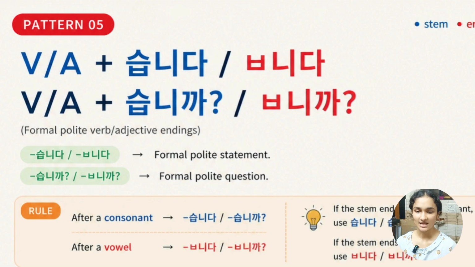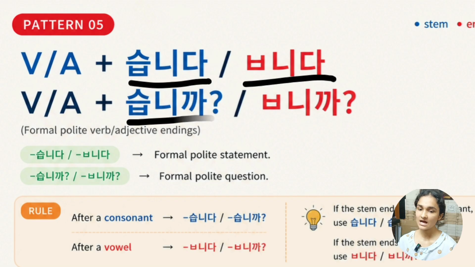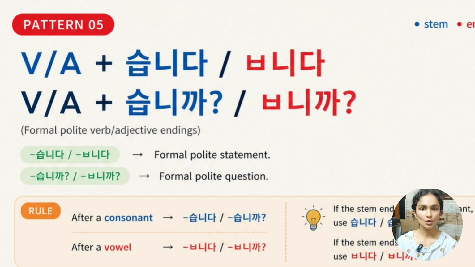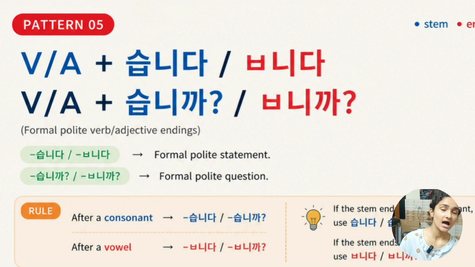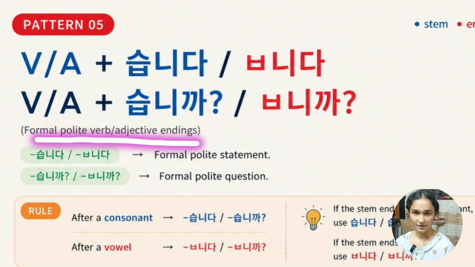Okay, so now the last one is 습니다, ㅂ니다, and 습니까, ㅂ니까. We're going to focus on both the question ending and the answer ending that we were using with 입니까, 입니다, 아닙니다, 있습니까, 있습니다, 없습니다. Now, let's understand what these are. Basically these are the formal polite verb or adjective endings.